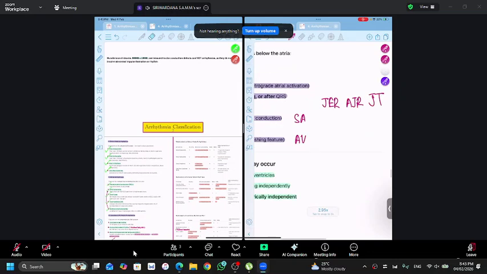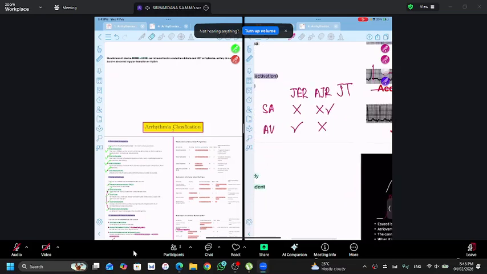In junctional escape rhythm, the SA node is always pathological. The AV node is usually normal. It just takes over the heart rate. In accelerated junctional rhythm, usually the SA node is abnormal, but it can be normal as well. But the AV node is definitely pathological. Then you have junctional tachycardia. In junctional tachycardia, most often the SA node is normal. It's just that there is some pathology with the AV node.